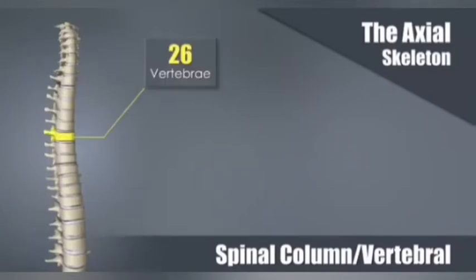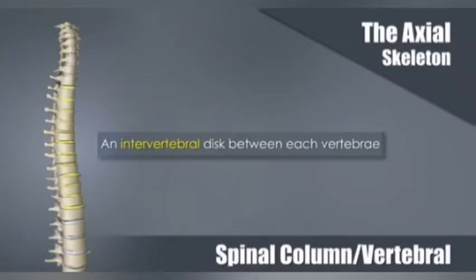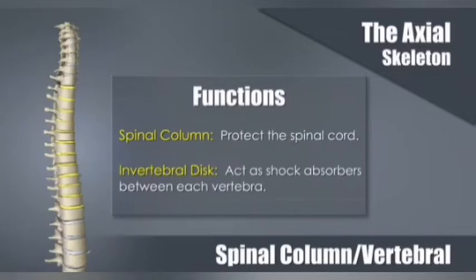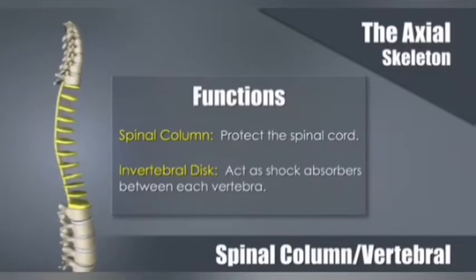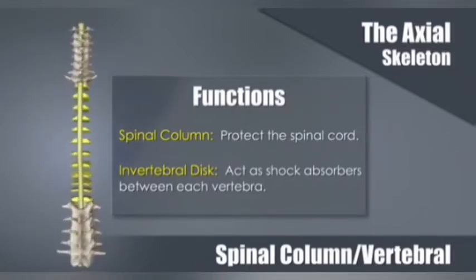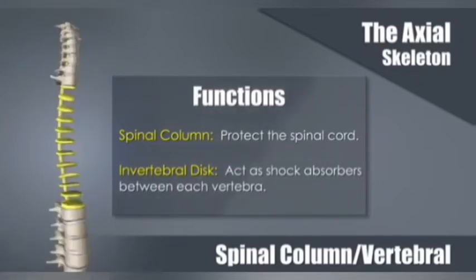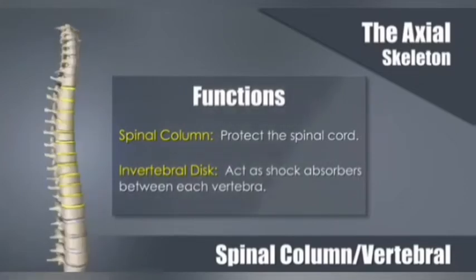There are 26 vertebrae in the spinal column and an intervertebral disc between each. The vertebral or spinal column's function is to protect the spinal cord. The main function of the intervertebral disc is to act as a shock absorber between each vertebra.